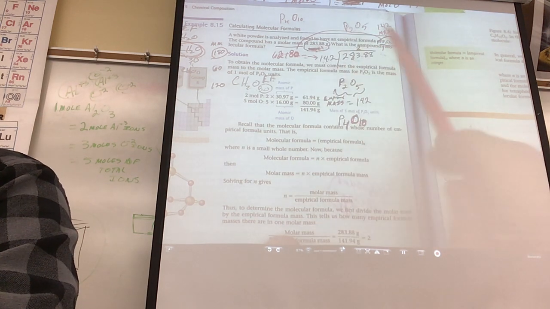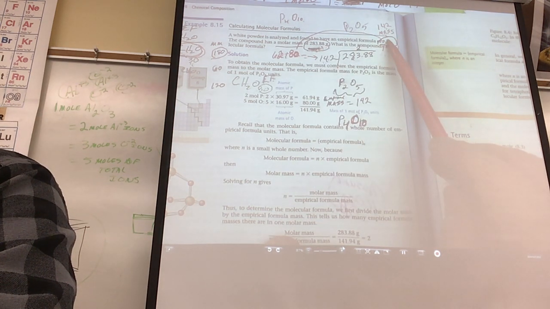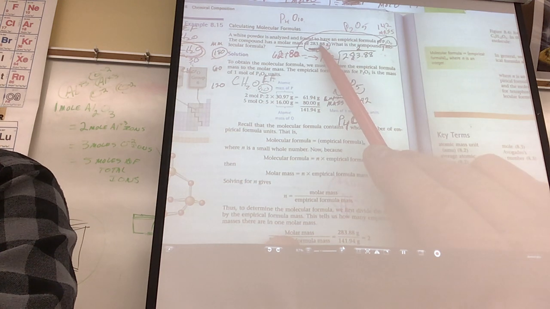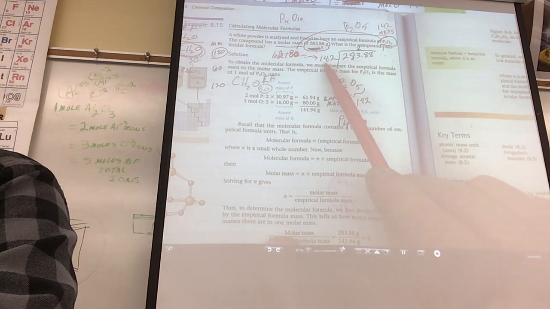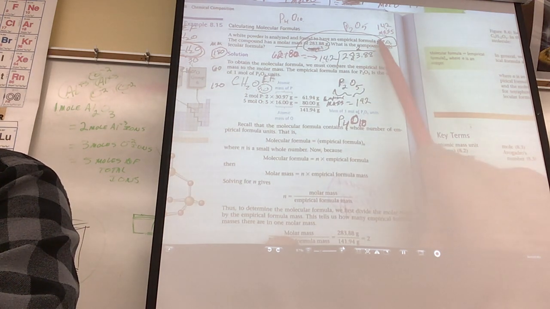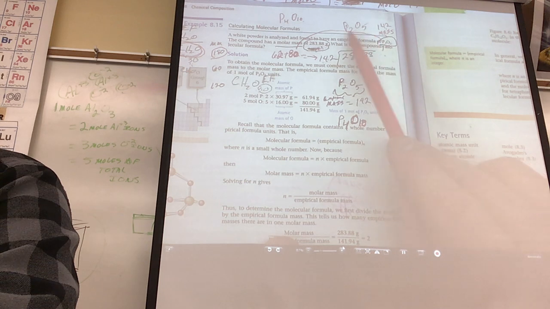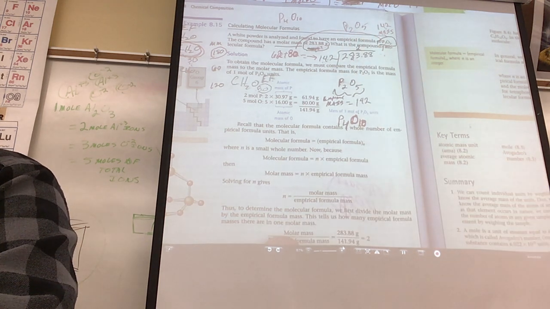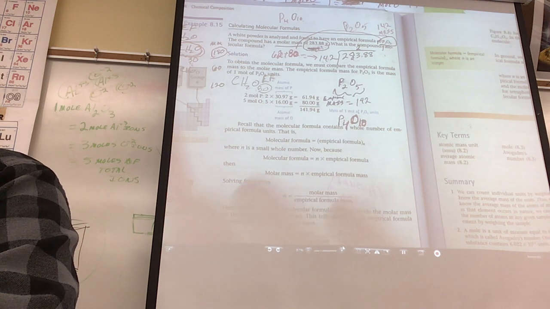283. So what you want to know is how many of these empirical formulas will fit into that? Or another way of saying it, how many times will 142 go into that one? You see that? 2. And then all you do is take the empirical formula, multiply everything times 2, and you get P4O10. That's pretty neat. That is the easiest part of the chapter.